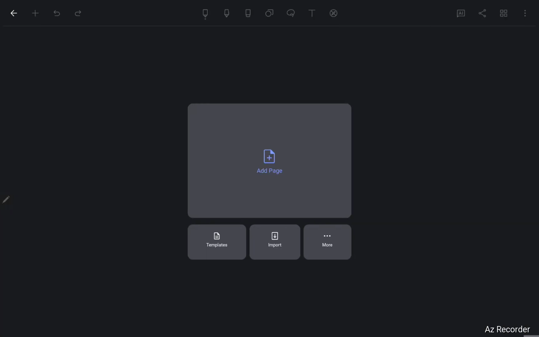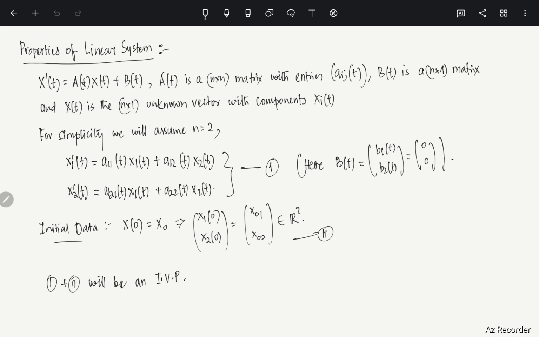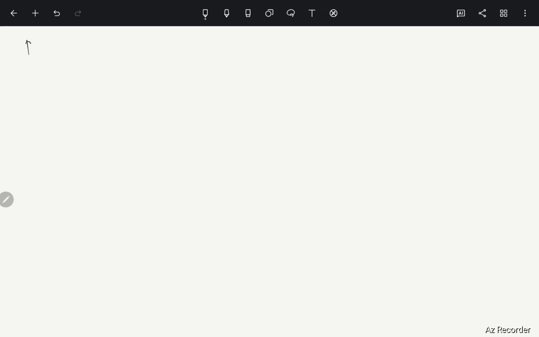Now there are some properties which this sort of linear system satisfies. What are those properties? For now, I am not going to write the system as 1, but I am always going to write it as star. The first thing is something very important, called the principle of superposition.